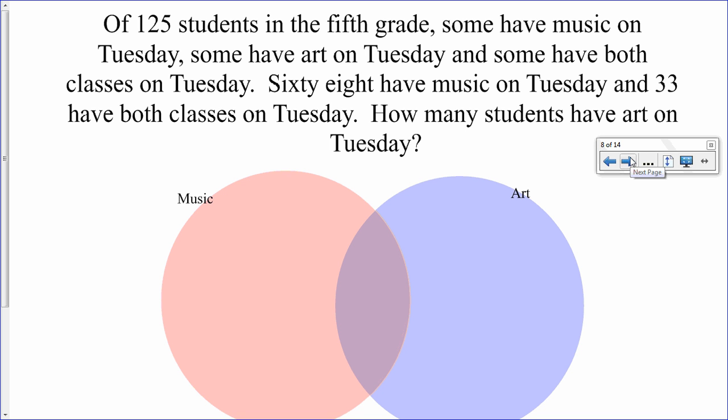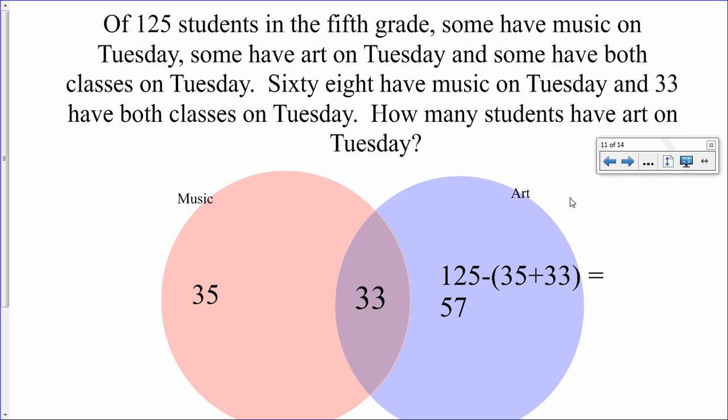Okay, the first thing you're going to do is label your two diagrams. One is music, one is art. 33 have both classes, which means they get filled in the intersection. In order to figure out how many have music, we know that there's a total of 68 that have music, but that also includes the 33 that have both classes. So we're going to subtract 33 from 68 and get the answer of 35 students only having music on Tuesday.